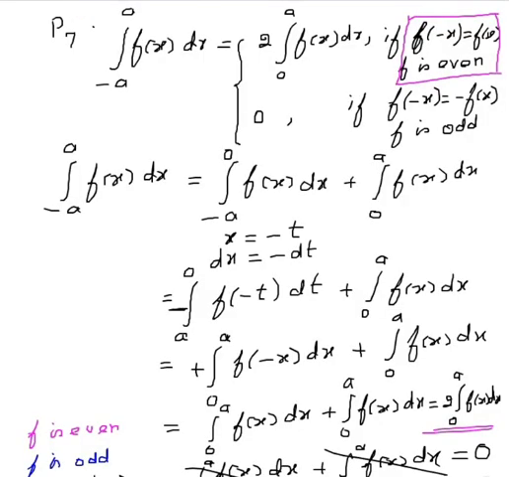Therefore, if f is an even function, integral minus a to a f of x dx becomes 2 times integral 0 to a f of x dx. And if f of x is an odd function, then that integral becomes 0. Now, using these properties, we will do the questions of exercise 7.11.